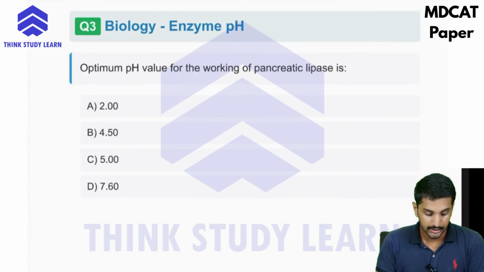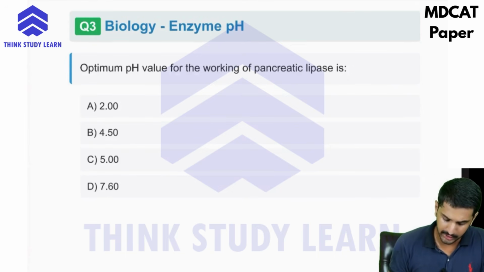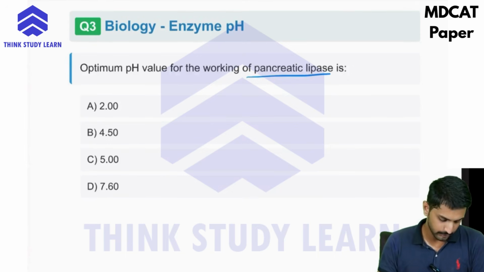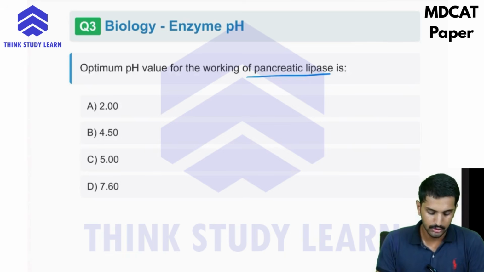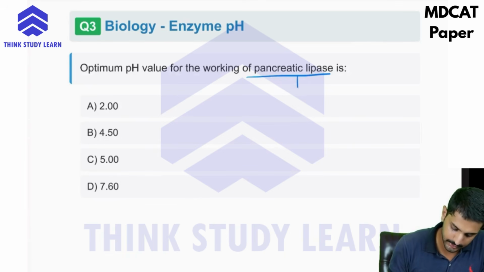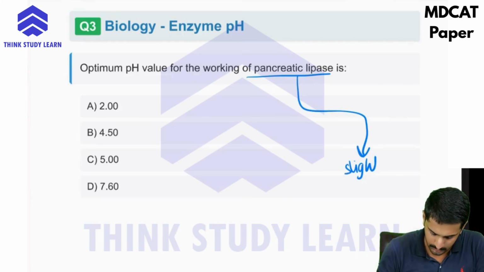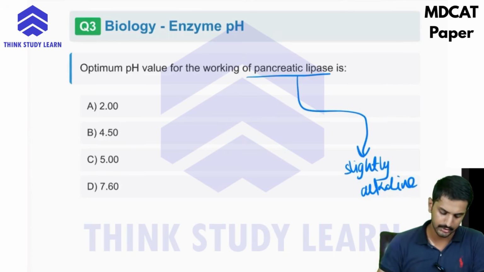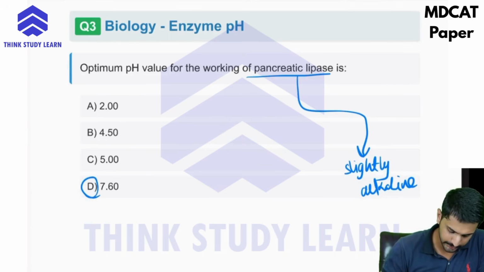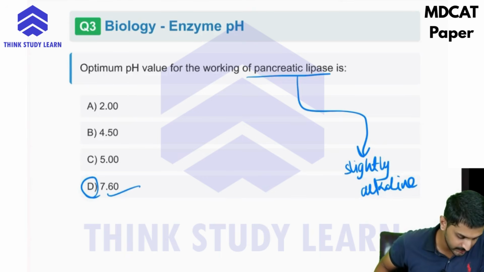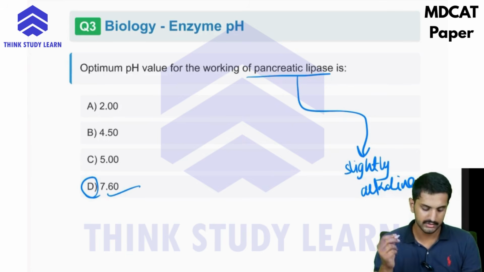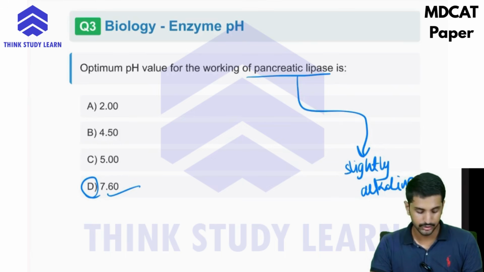This is about enzyme pH. So optimum pH value for the working of pancreatic lipase is, so we have 2, 4.5, 5 and 7.6. So basically pancreatic lipase is slightly alkaline and the value would be 7.6. So this is the answer. This is the only slightly alkaline value here, 7.6. Moving on to the next question.